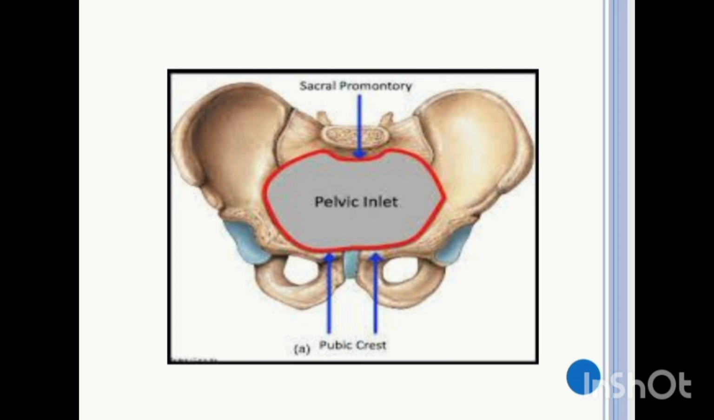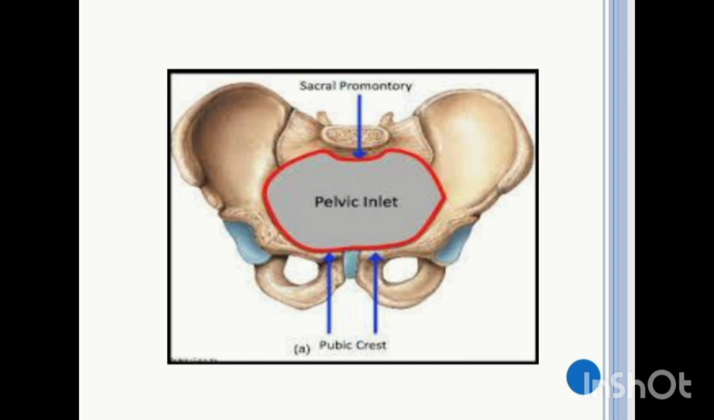It is formed by the sacrum posteriorly, the iliac bones laterally, and the pubic bones anteriorly. The shape is almost rounded, with the anterior-posterior diameter being the shortest, and the boundaries are the sacral promontory and the wings of the sacrum behind, the iliac bone on the sides, and the pubic bone in the front.